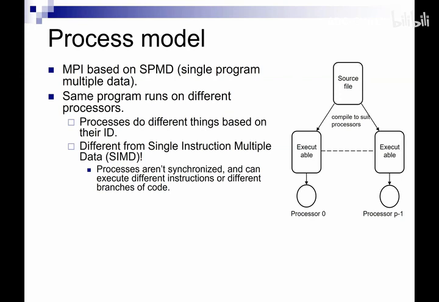In MPI, the processes are running the same program, but there's no implicit synchronization between the processors. One processor can be at one point in the program, and another processor can be at a completely different point in the program. So even though they're running the same piece of code, there's no synchronization between them. This is very different from SIMD.